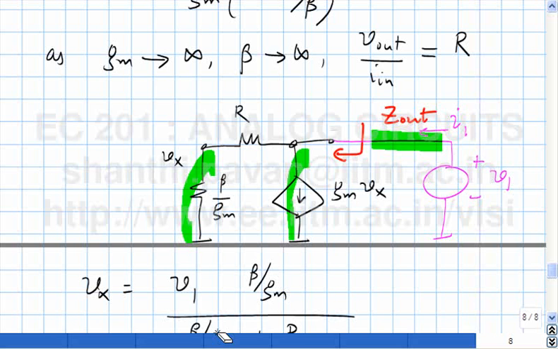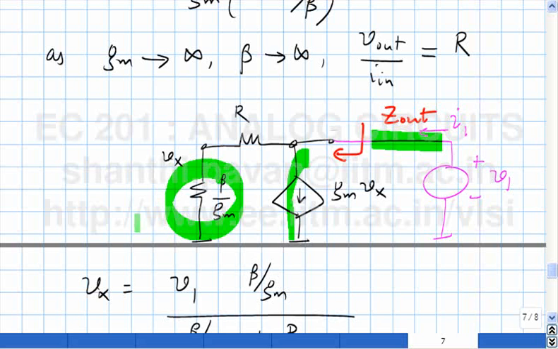So if beta tends to infinity, what happens is that this resistor will tend to infinity. So if I yank this up, there is no place for current to flow, so this will also move up by the same amount. If this moves up by the same amount, the current being drawn is Gm times Vx, and this current is 0, so it is basically 1 over Gm. You understand?